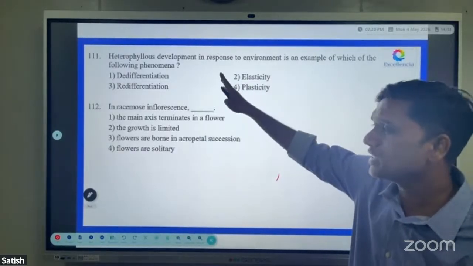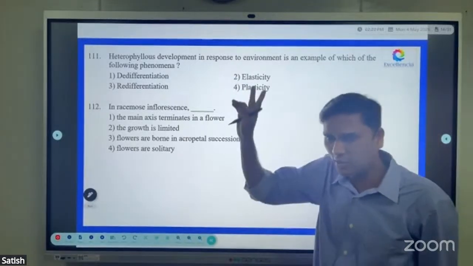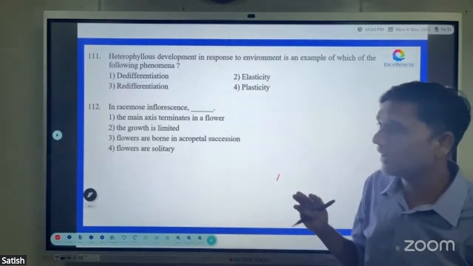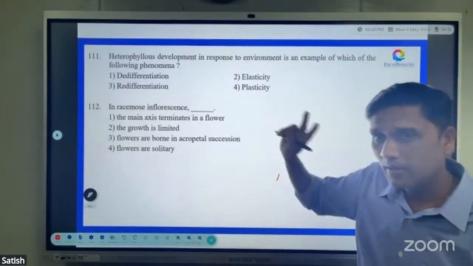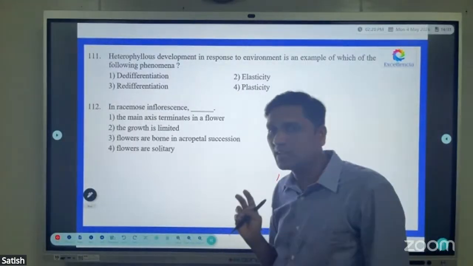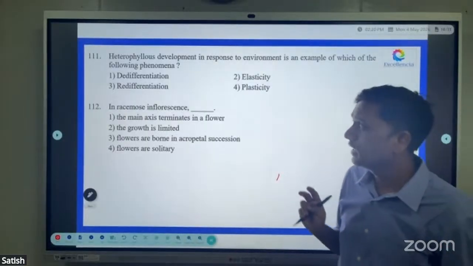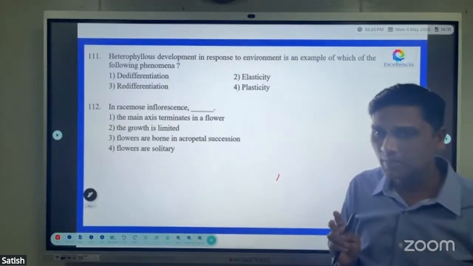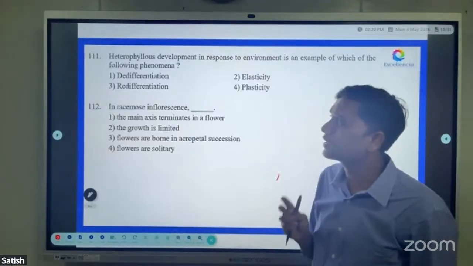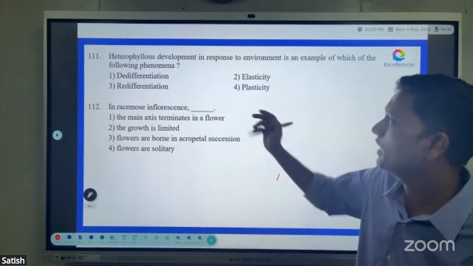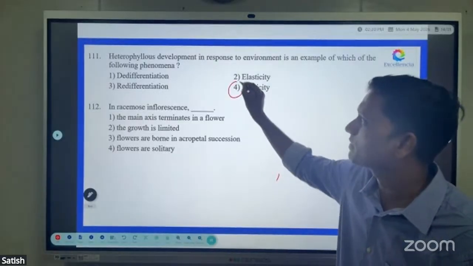So heterophylly means appearance of 2 different types of leaves. Hetero means 2, phyllous or phylus means leaves. So this heterophylly is of 2 types. One is the developmental heterophylly, another one is the environmental heterophylly. Environmental heterophylly, buttercup, Ranunculus plant. Developmental, cotton, coriander, and larkspur. So the answer for 111 is plasticity.